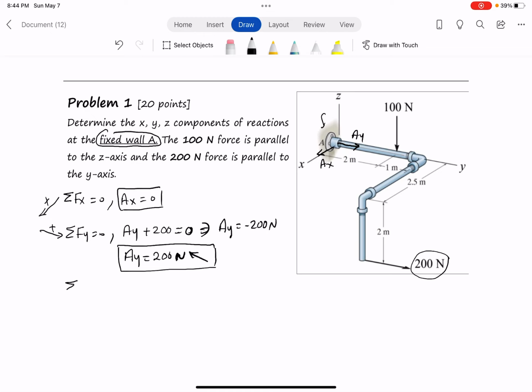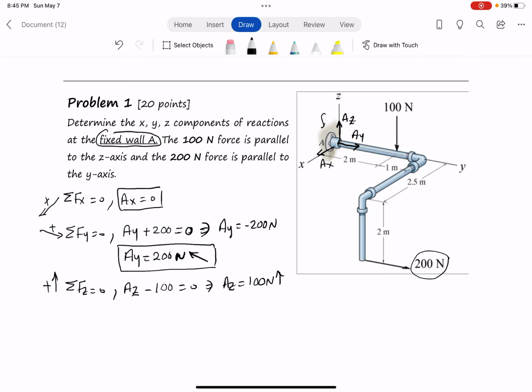Let's do the last one, summation of forces of Z equal to 0, and of course this is positive Z. Of course, there is a reaction here, AZ. So AZ, and there is only one reaction down in the Z-axis, 100 Newton, equal to 0. AZ is equal to 100 Newton, and that's true. That is in the positive Z. So now we find the reaction AX, AY, AZ.